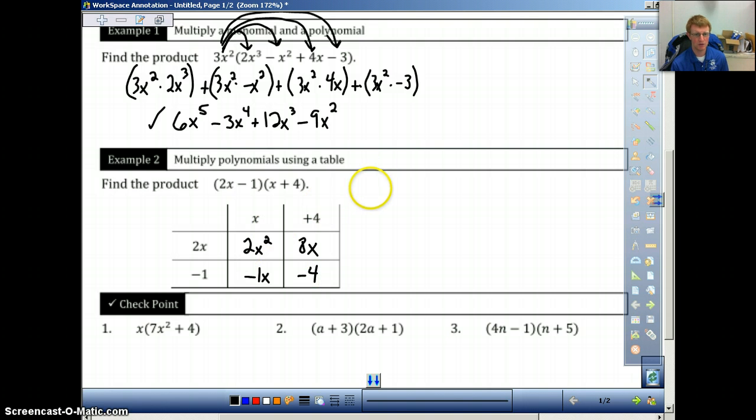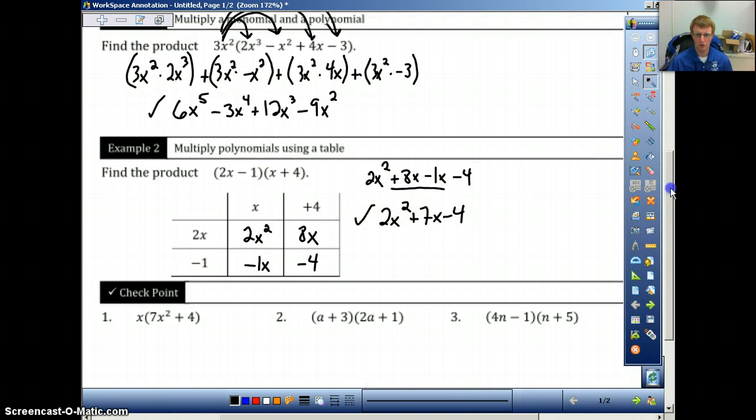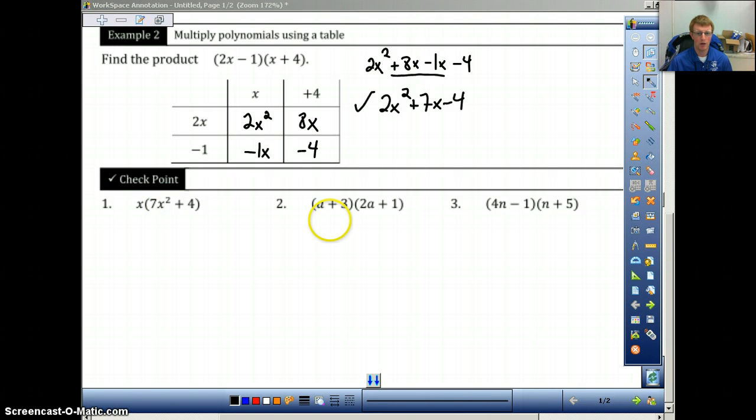And then we just simply combine these. So we have 2x squared plus 8x minus 1x minus 4. Don't forget to combine the like terms in the middle. So our final answer is 2x squared plus 7x minus 4, and that's completely simplified. Okay, so what I want you to do is do these three on your own and hit pause so that you can see if you're doing them correctly. It shouldn't take you that long, and then just hit play when you're ready.